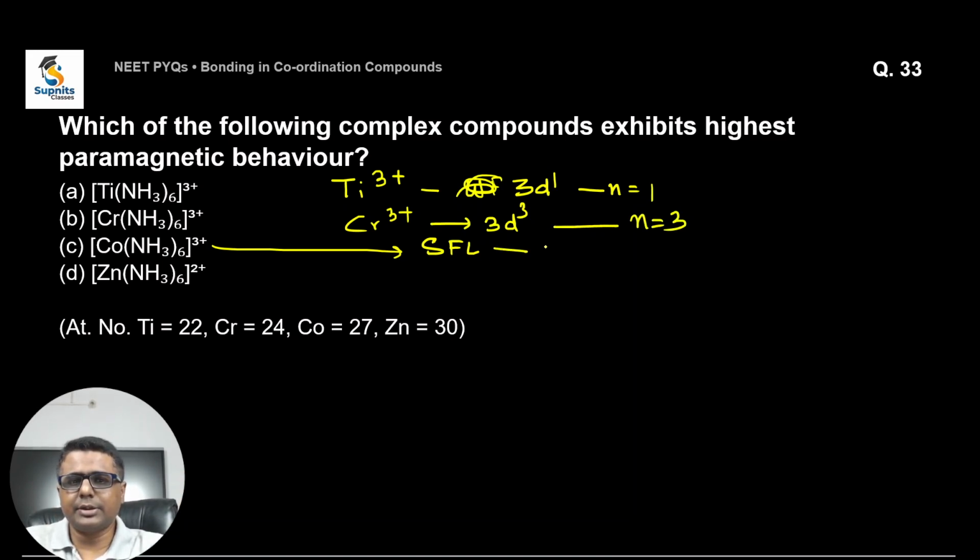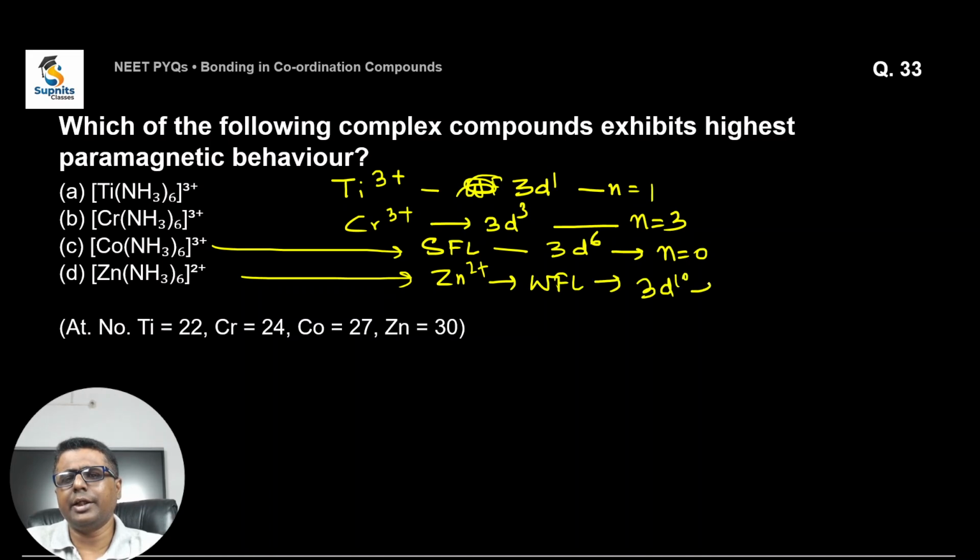Again this is Co3 plus. Co3 plus will be 3D6. So 3D6 with strong field ligand, n will be 0 because T2G 2,2,2, right? Remember, Zn2 plus with weak field ligand, Zn2 plus is nothing but 3D10, again n is equal to 0. Highest paramagnetic behavior will be shown by Cr(NH3)6.